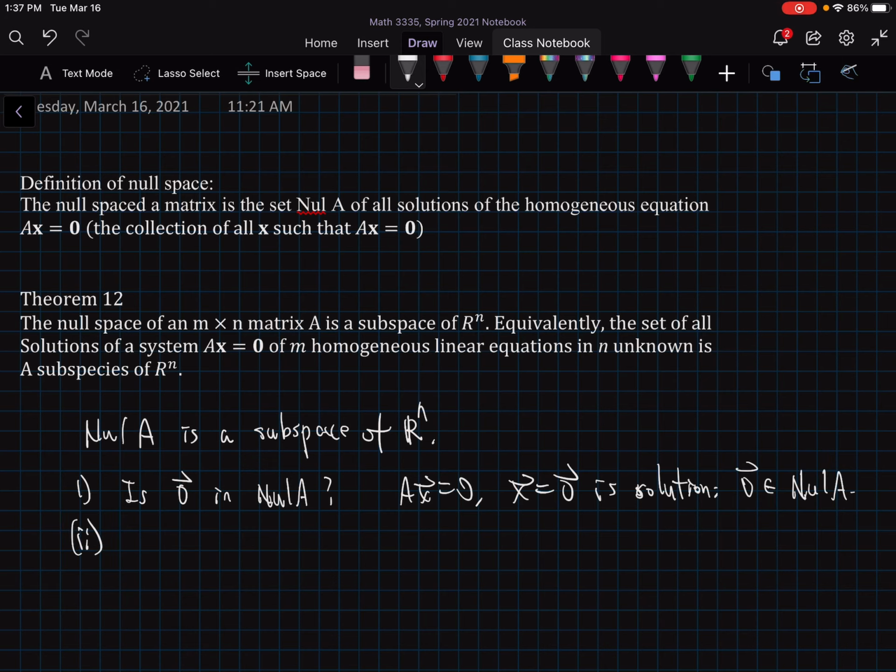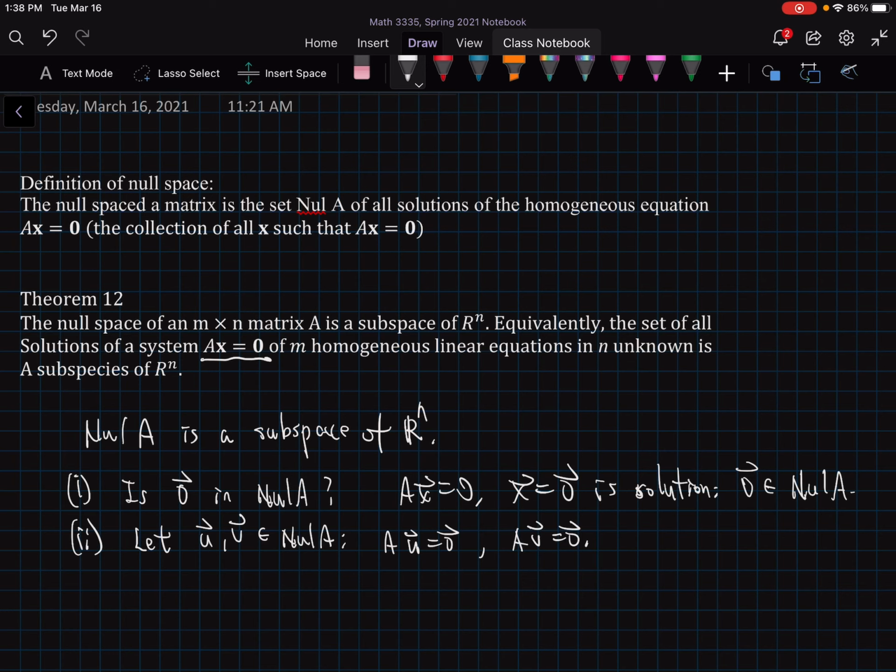Second, we want to show that any two elements from the null space of A added together still belong to the null space. Remember, the null space is the solution set for Ax = 0. So let U, V belong to the null space of A. What does that mean? That means AU = 0 vector and AV = 0 vector.